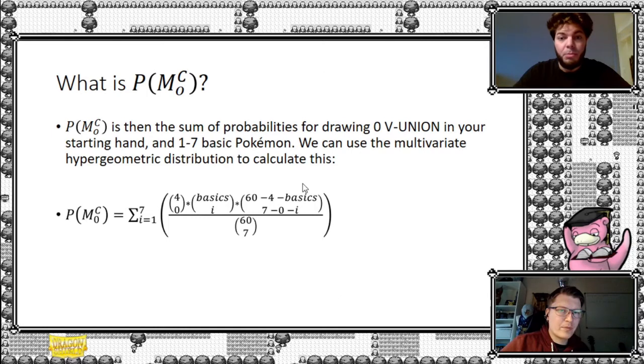Then we multiply that by the probability of filling the rest of the hand up with cards that are not basics. That is the 60 minus 4 minus basics. And then we divide that by the total number of combinations in which we can draw 7 cards out of 60 cards. And I can already tell the viewer that that number is pretty large already.